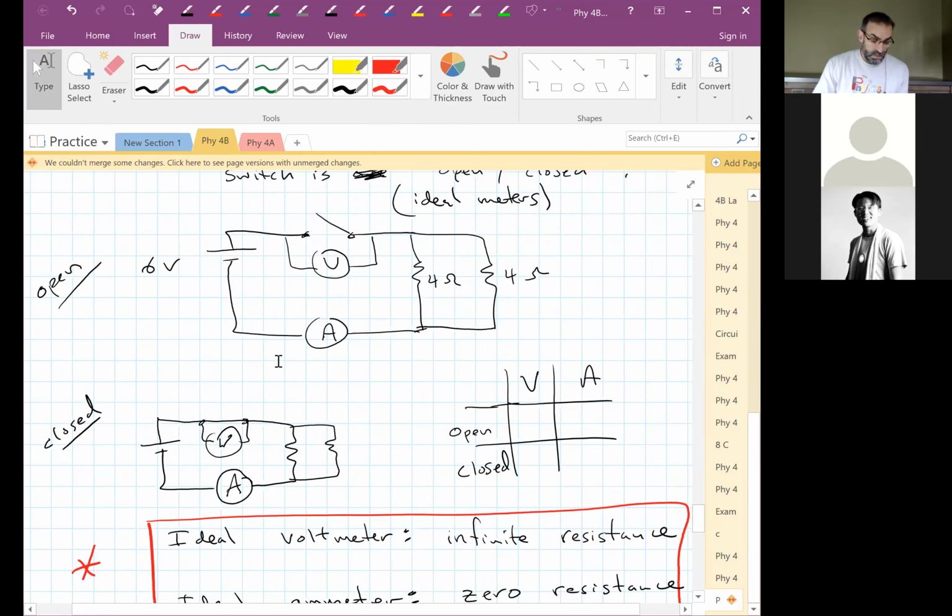Okay, with that switch open, what happens? No current flow, that's correct. Because the voltmeter is an infinite resistance, so no current can come through here. No current can go through there. Right? There's no path for the current to flow. No current.